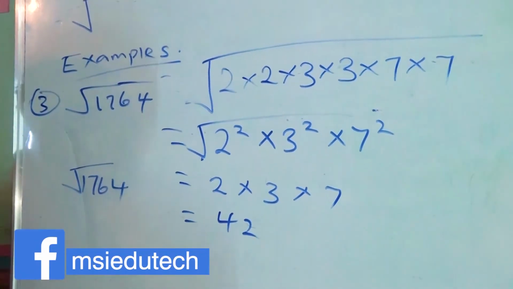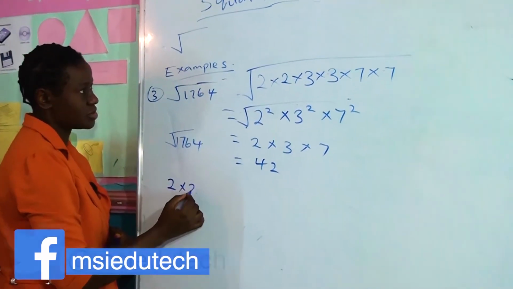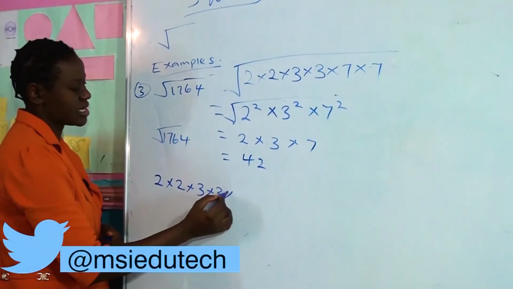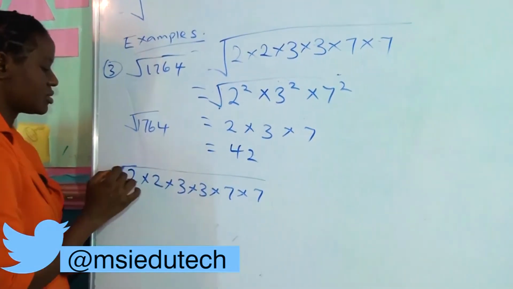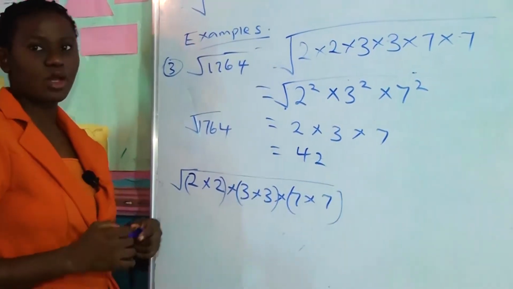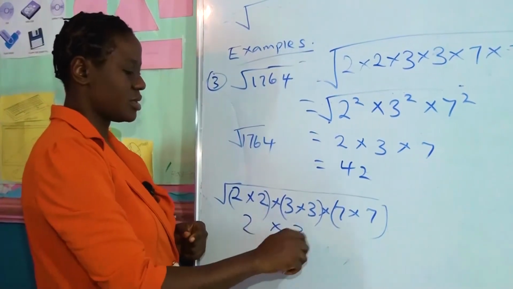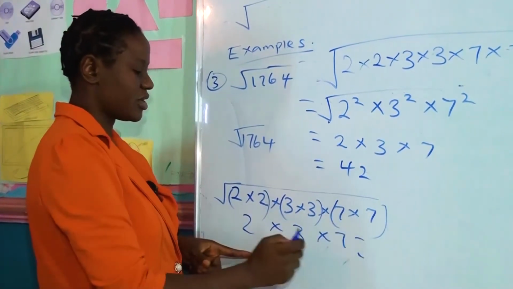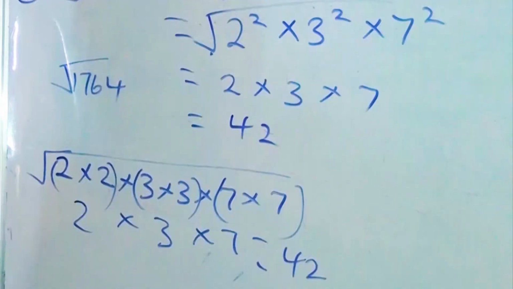1,764. Another method we could use from here: 2 times 2 times 3 times 3 times 7 times 7. We group this in 2s and then pick one each from them. 2 times 3 times 7, which is 42.